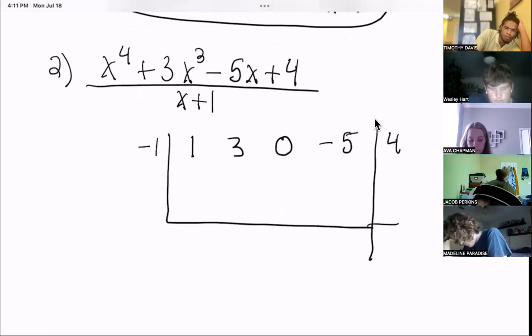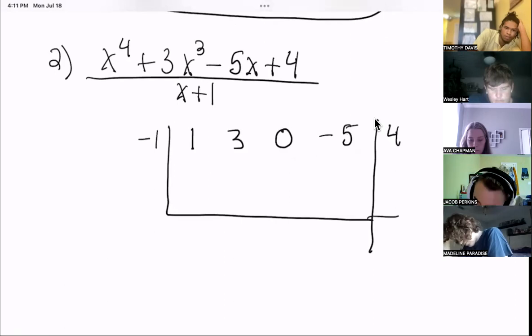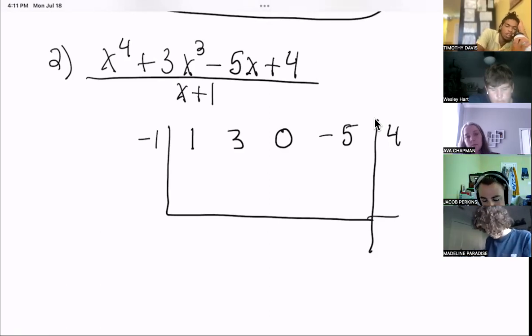All right, any questions on the setup? That's the biggest thing. Once you set it up, it sort of kind of comes along. How do you start? Whenever you're here and you go, I forget how to start. How do you start? You got to bring down the first one, whatever it is. Now it's multiply, add, multiply, add, multiply, add.